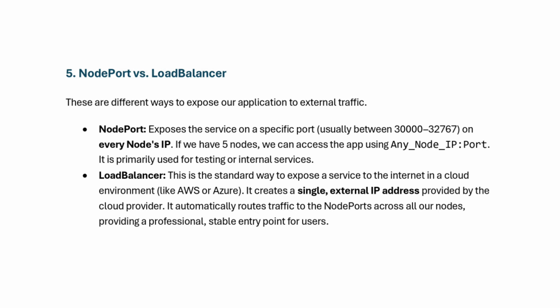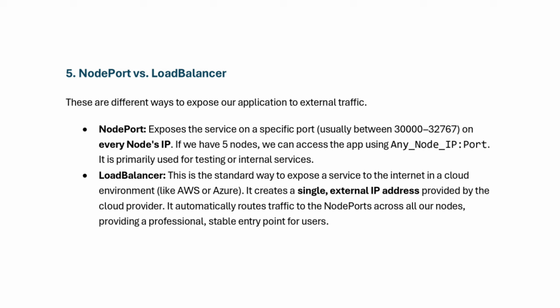Now, load balancer is the standard way to expose the service or the application to the internet in a cloud environment, that is AWS or Azure or other cloud platforms, whereas NodePort has a range between 30,000 and 32,767, which is volatile and fluctuating. Here in load balancer, it creates a single external IP address provided by the cloud provider. It automatically routes traffic to the node ports across all our nodes, providing a professional, stable entry point for users. Simply, you can understand NodePort and load balancer by knowing that NodePort is a volatile range of ports from 30K to 32K approximately.